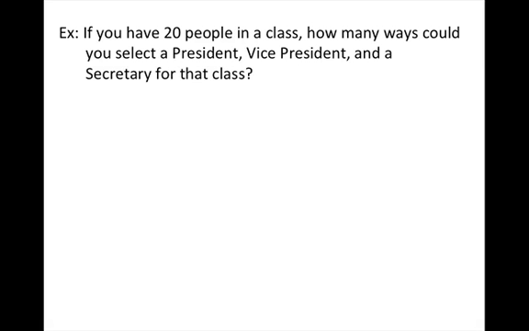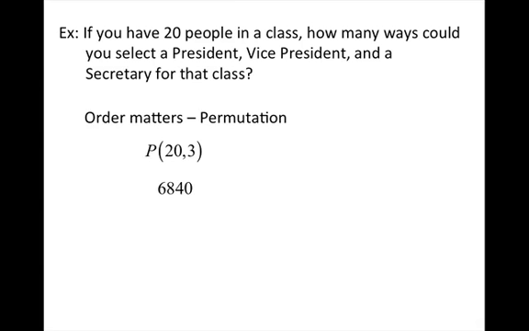Next, if you have 20 people in a class, how many ways can you select a president, vice president, and a secretary for that class? So this time, out of 20 people, I'm choosing 3, but the order I choose those in has an importance. Since I'm giving the 3 people chosen a specific title, order is important. So it's a permutation. So it's a permutation of 20 choose 3. If I type that into my calculator, I get 6,840.